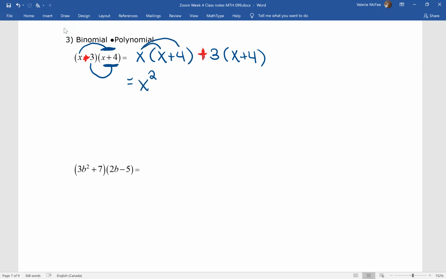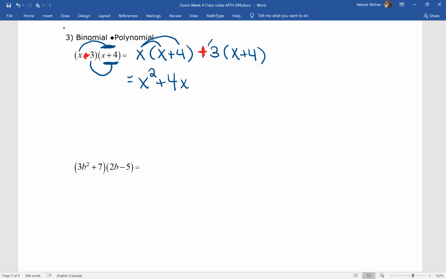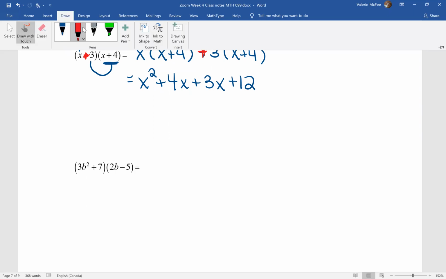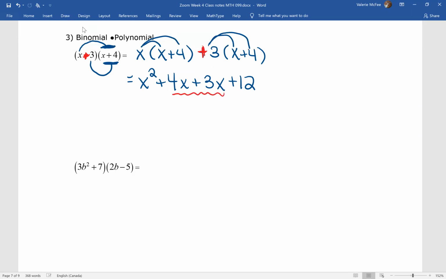x times x, x times 4. Notice I write the number in front. We always write our numbers, our integers, and our rational fractions in the front of the variable. And then plus 3x plus 12. Don't forget those plus and minus signs in front of your numbers. Now we have a polynomial with 4 terms, but I hope you notice that there are like terms here. We need to simplify by combining like terms.